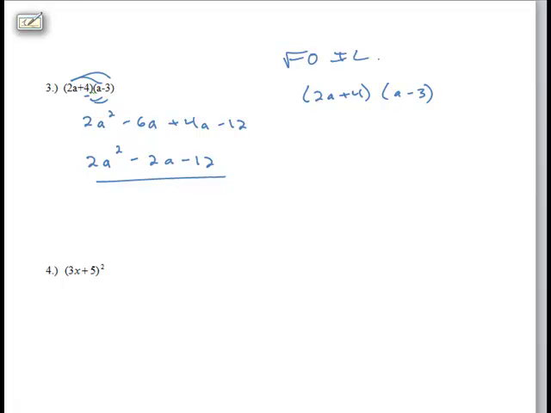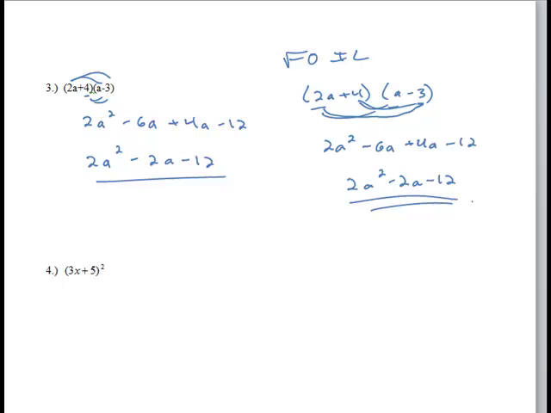The F stands for the first terms. We multiply the first terms in each polynomial, so in this case it would be the 2a and a. It gives us 2a squared. O stands for the outer terms. So we multiply the two outer terms, which would be the 2a and the negative 3, giving us negative 6a. The I are the two inner terms, 4 and a, 4a, and the last two terms in each polynomial get multiplied, the 4 and the negative 3, giving us negative 12. And of course we still need to combine like terms, which obviously gives us the same simplified answer.